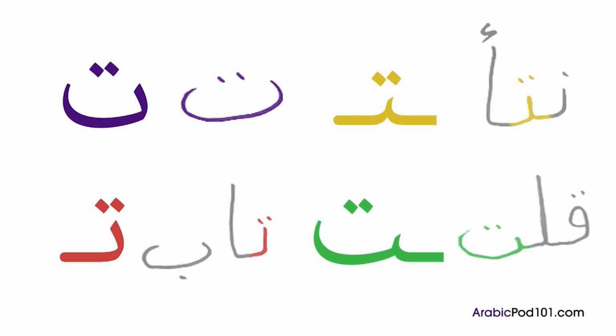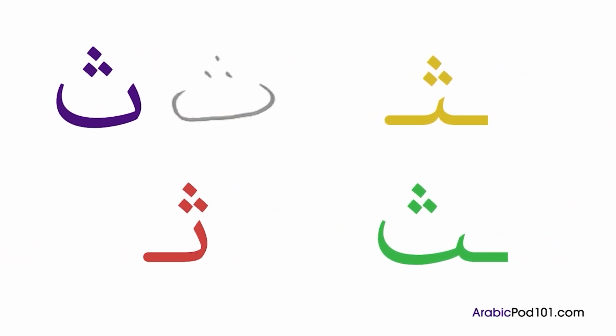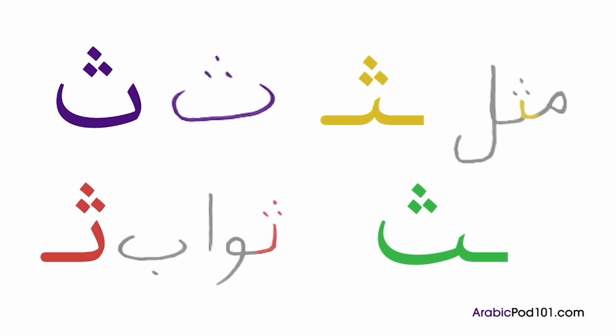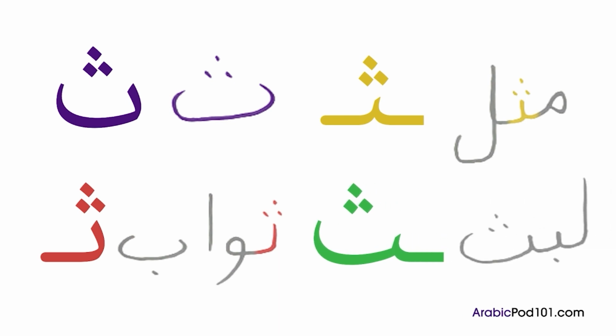Finally, we have tha, isolated, initial, medial, final. That's it for lesson 2. Their shapes look like a boat, remember? Next, let's review lesson 3.